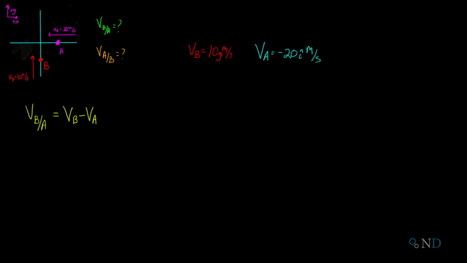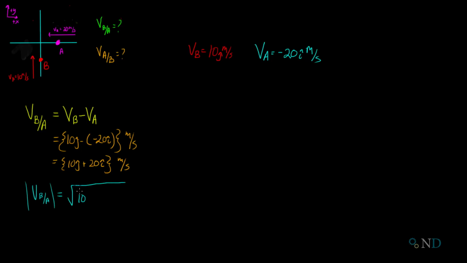Okay, so let's put that into this equation. We're going to have 10j minus minus 20i, and this is meters per second. This will simplify, the two negative signs will come together, so we'll have 10j plus 20i meters per second. And this is if you wanted to express it in Cartesian form. If you wanted to express the magnitude, we're just going to take the square root of the sum of the squares. So this is going to be 10 squared plus 20 squared, so that's going to be the square root of 500, and this is going to be approximately 22.4 meters per second.